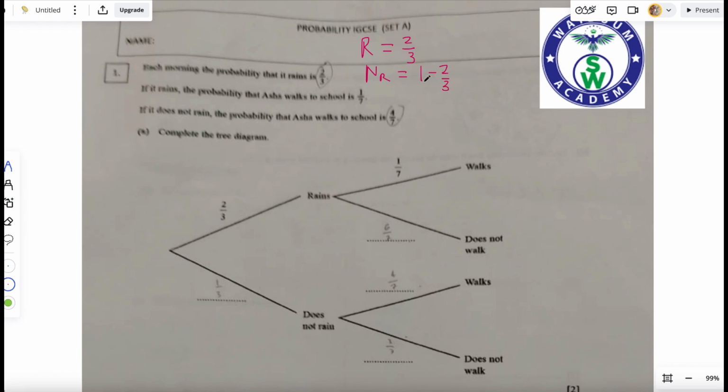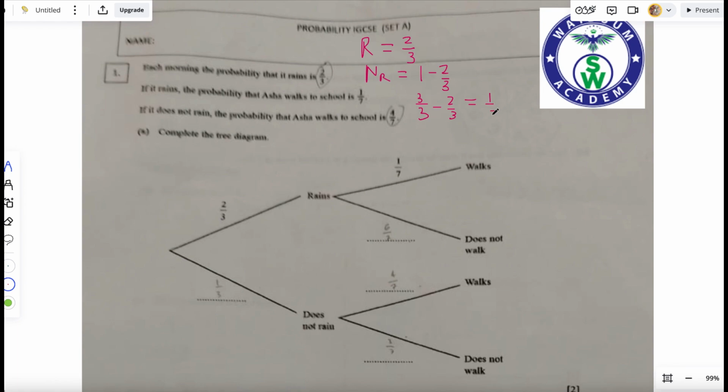So this technically is like writing 3/3 minus 2/3. This one whole number means 3/3 minus this 2/3. So this will give you 1/3. Okay, so the probability of no rain will be 1/3.